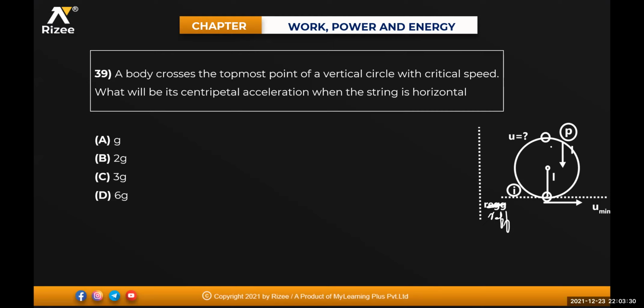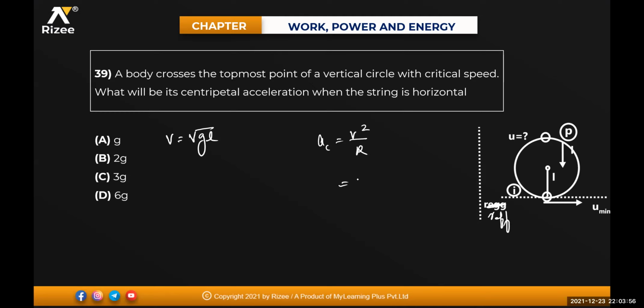So the body crosses the topmost point of the vertical circle with critical velocity. So velocity at the highest position will be equal to how much? But critical velocity means V will be equal to under root of g into L, isn't it? So what is it asking? What will be the centripetal acceleration, it is asking. So centripetal acceleration will be equal to V square divided by R.